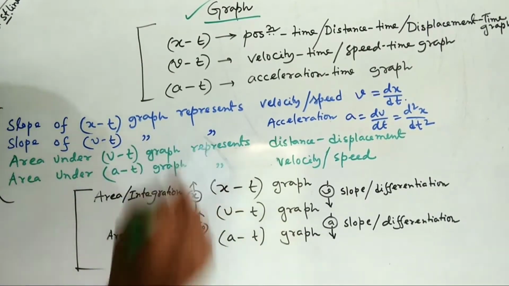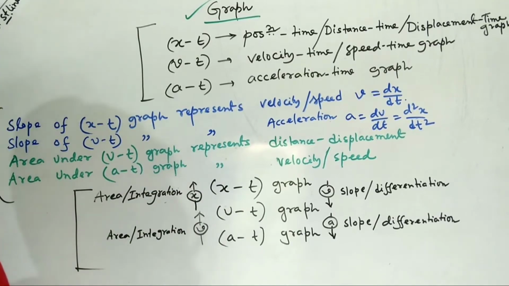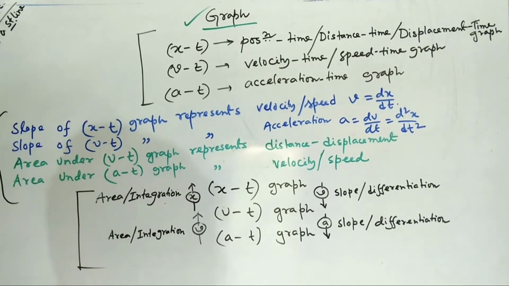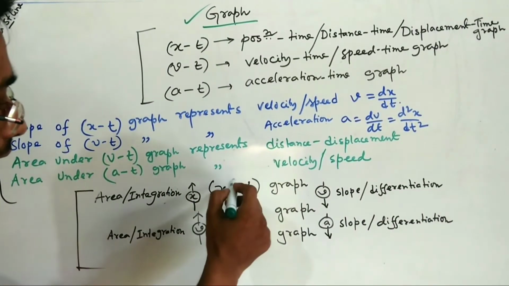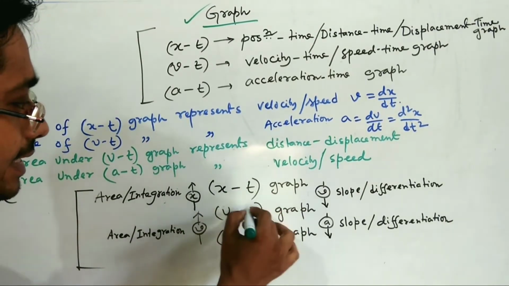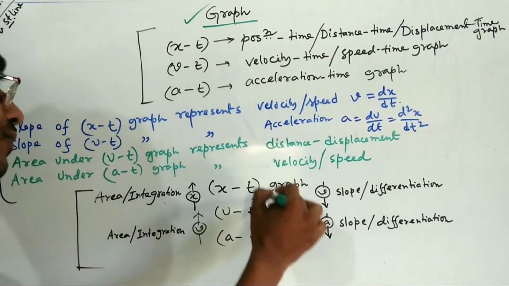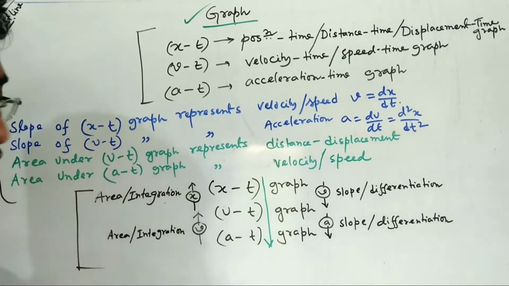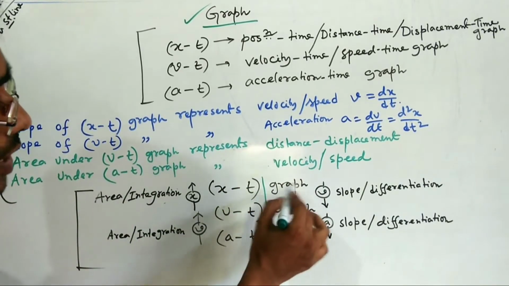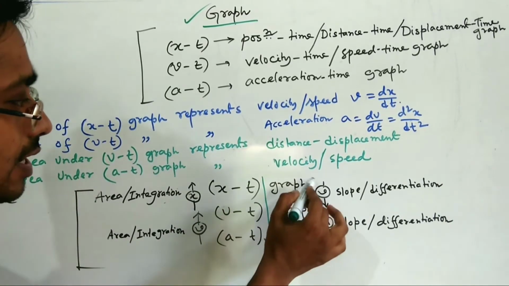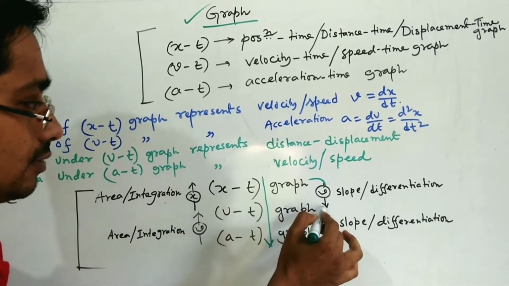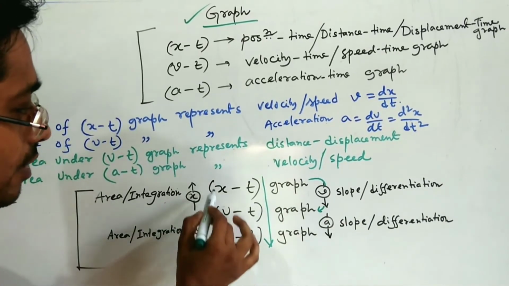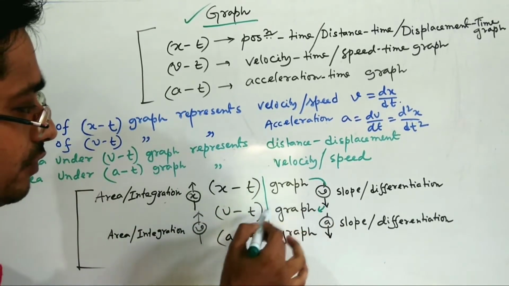So how do you remember this? I will give you one trick here. You can remember all these things in a simple manner. Notice this figure: xt, vt, at. If we go downward, xt then vt then at. From the xt graph you can find out v. That's why I have written it in this way.